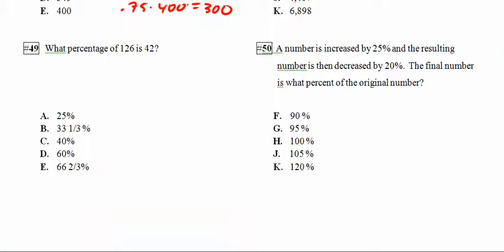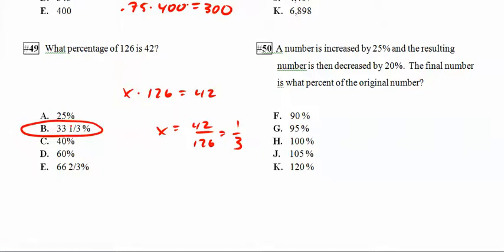Percentage of 126 is 42. What x of 1 is 26 times 126? 42 over 126 is 1/3, which is 33 1/3%.